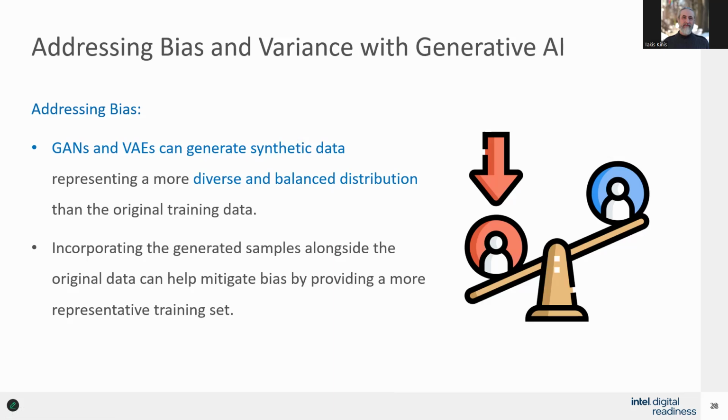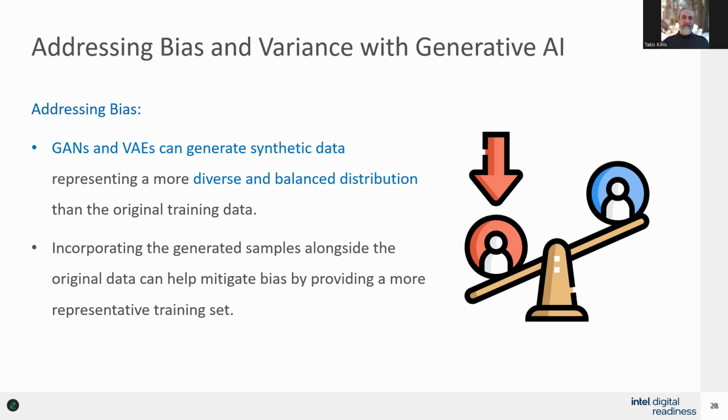Now, one thing that we can do is address bias and variance with generative AI. GANs and VAEs can generate synthetic data that is more diverse and balanced than the original training data. In other words, we might have real data that is somewhat tightly fitted, but we can generate synthetic data to break out of that a little bit and train the model with more diverse data. And that's the thinking.